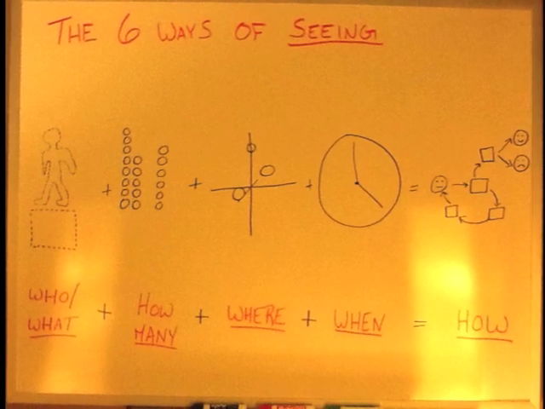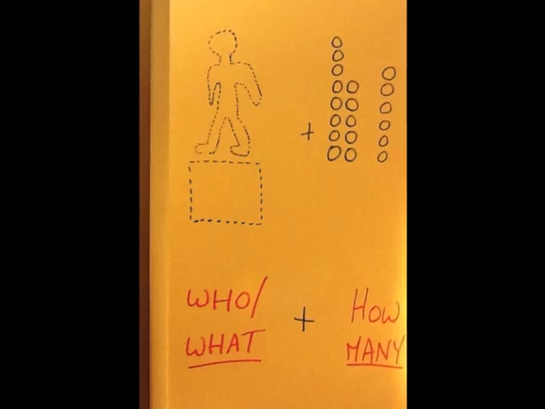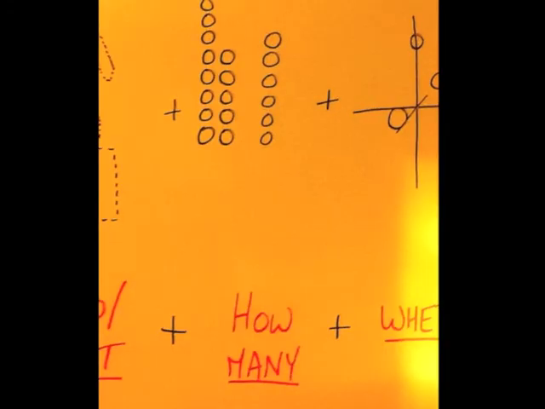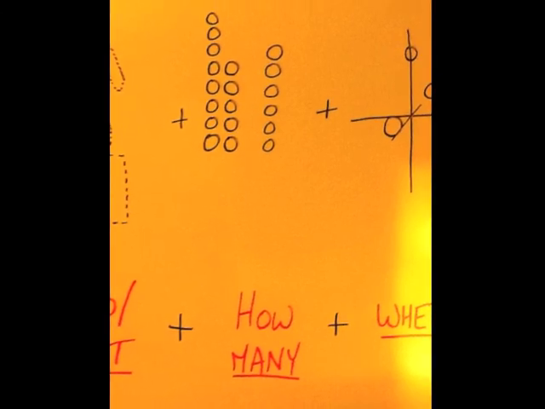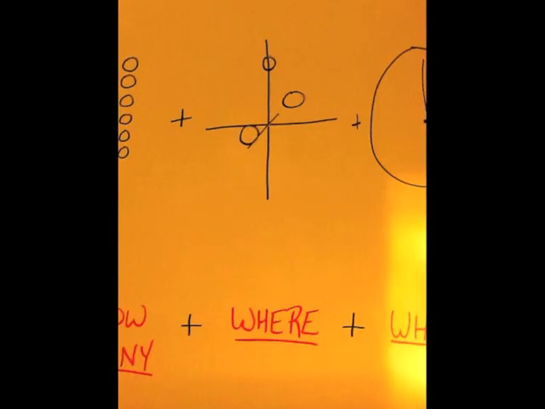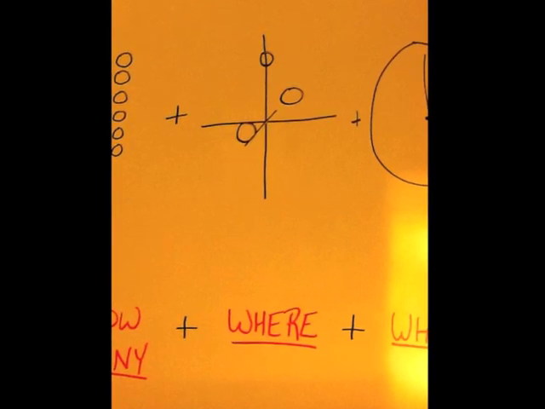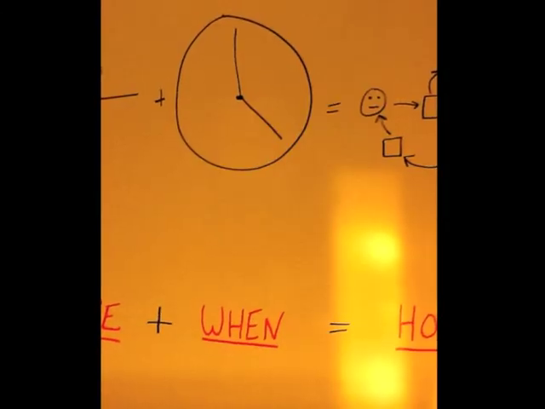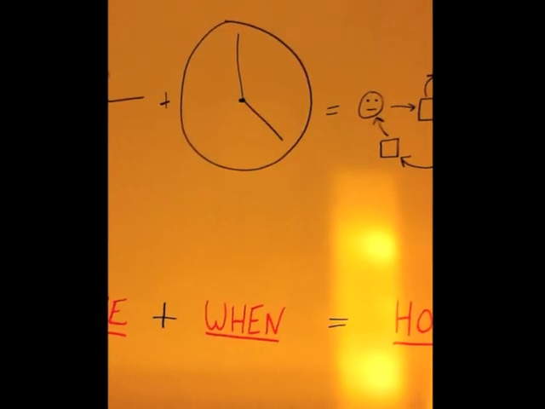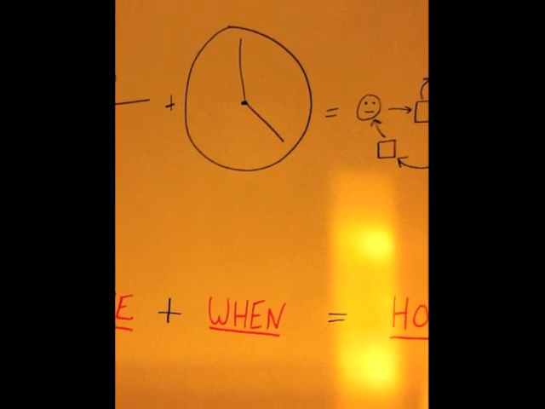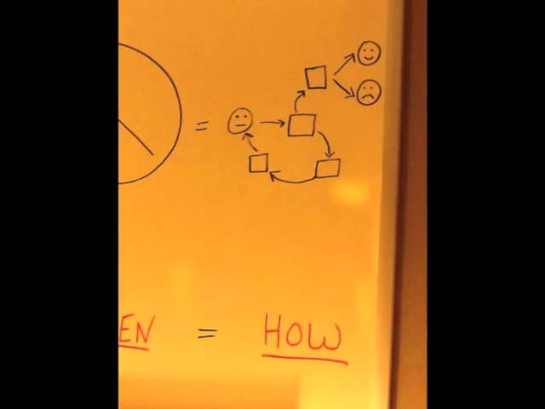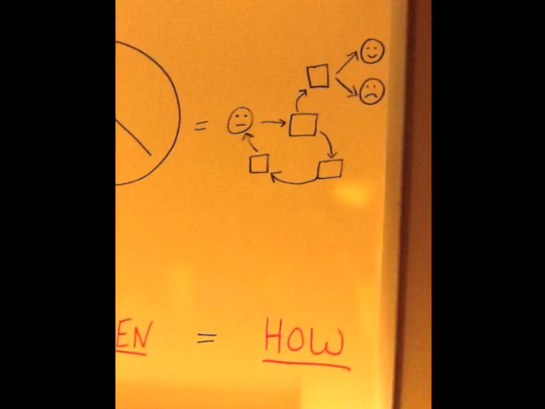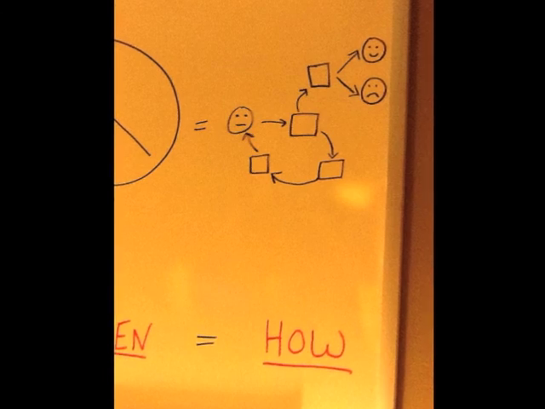The first category is looking at who and what objects or people are present or need to be present. The second category is how many of each are available. Third, where people or objects are currently or need to be located. Fifth, when things are happening, have happened, or need to happen in the future. And with these components, how something may have happened, your problem, or how you want a process to function in the future.